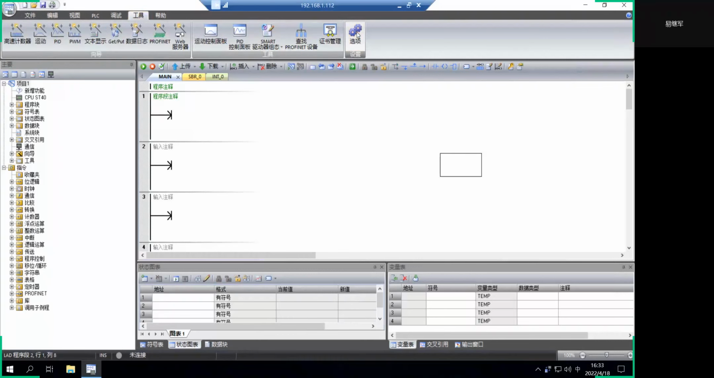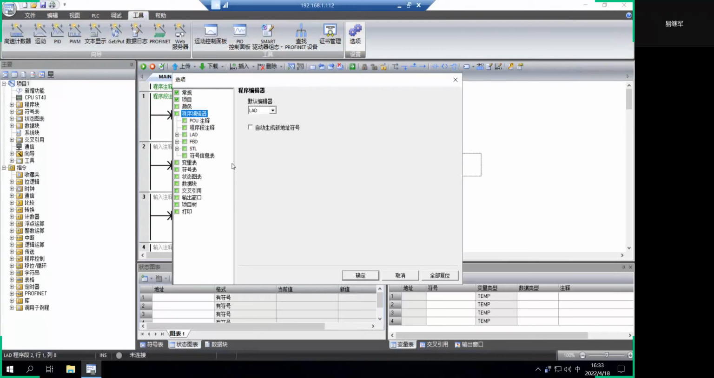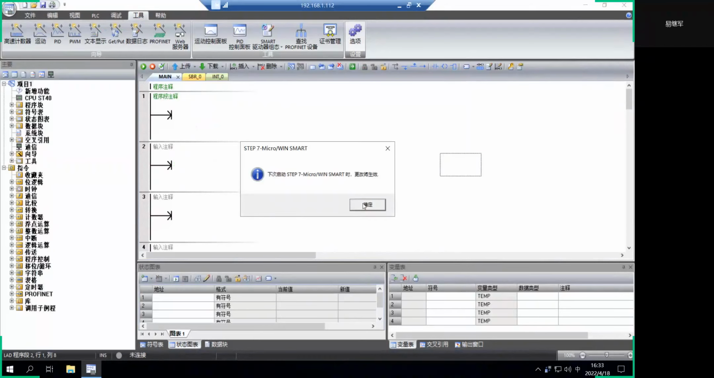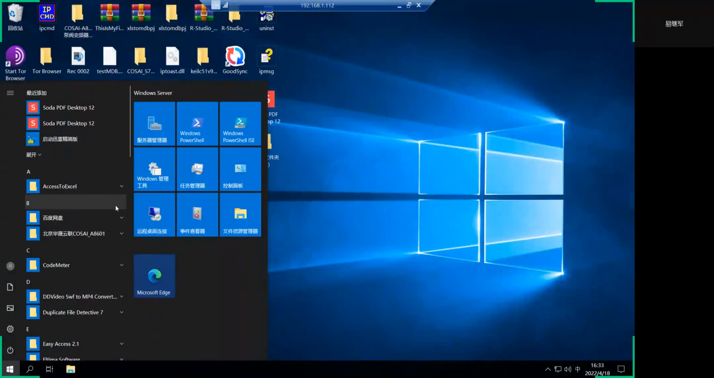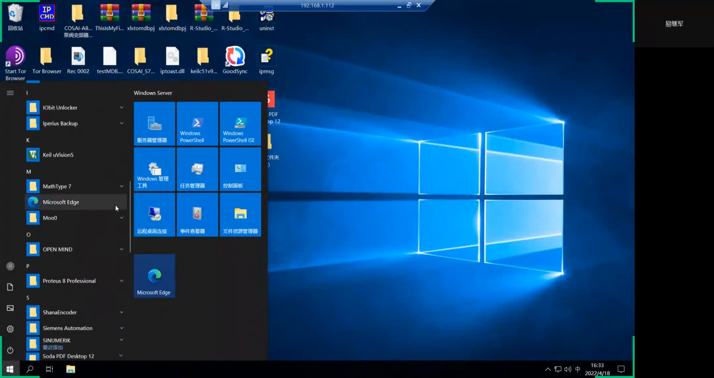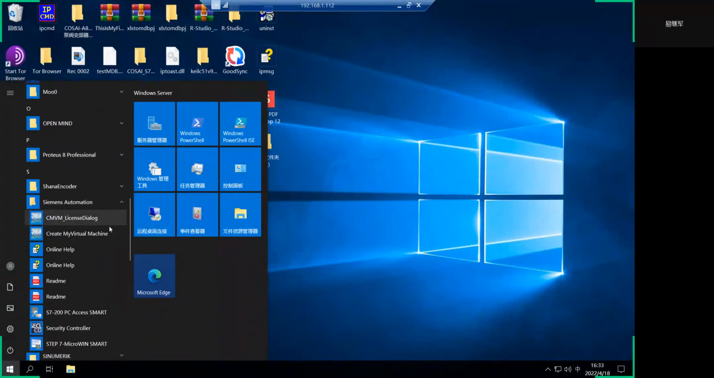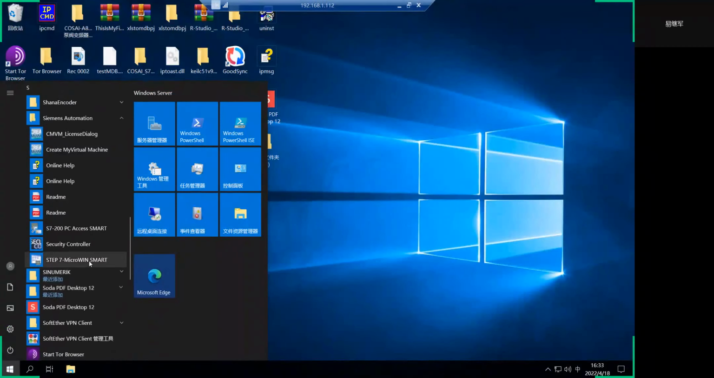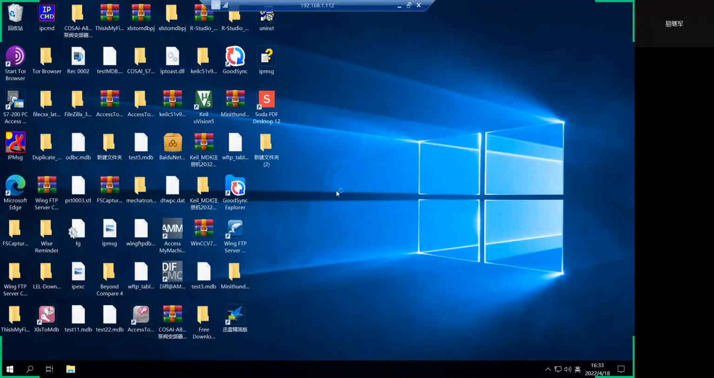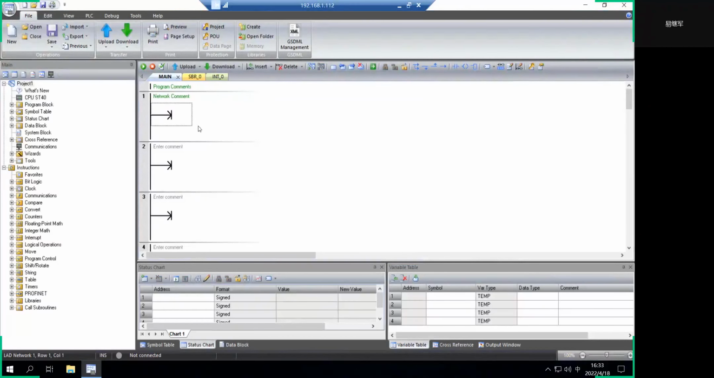I'm not sure you can change the language to English. You can change that. This is the language, English. STEP 7 Micro/WIN Smart. This is English. You can use it.